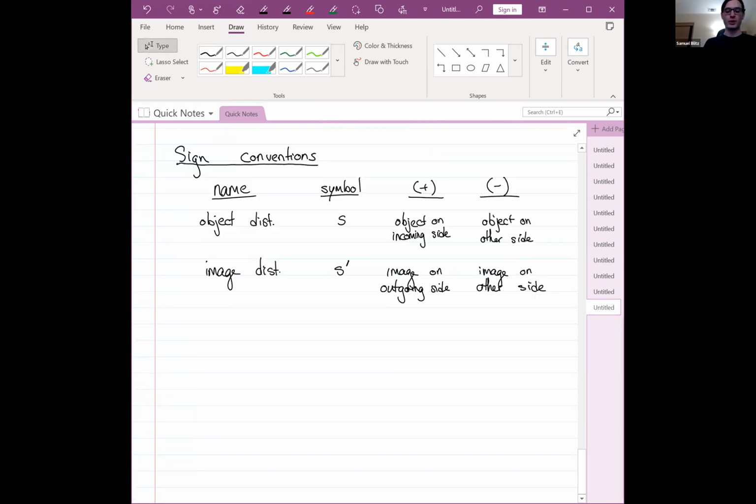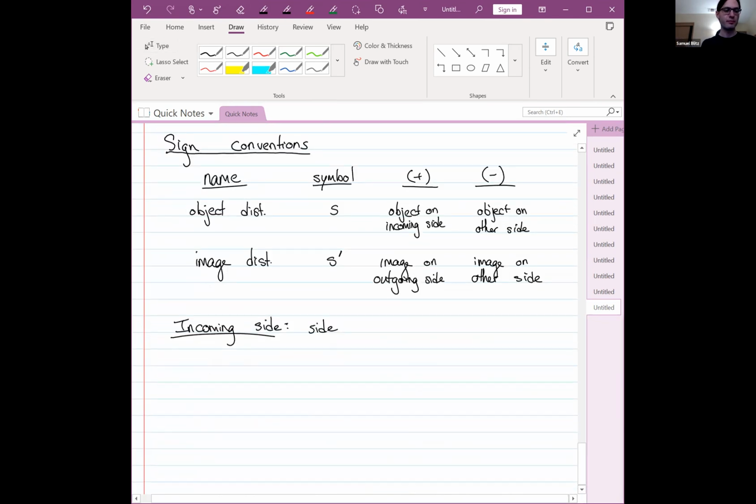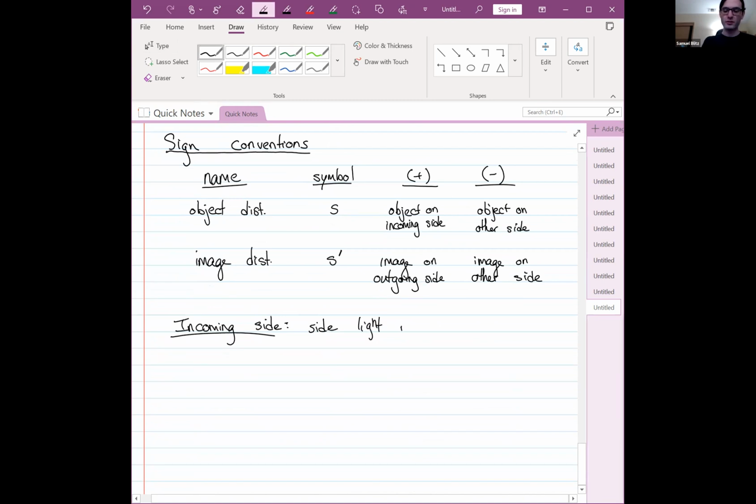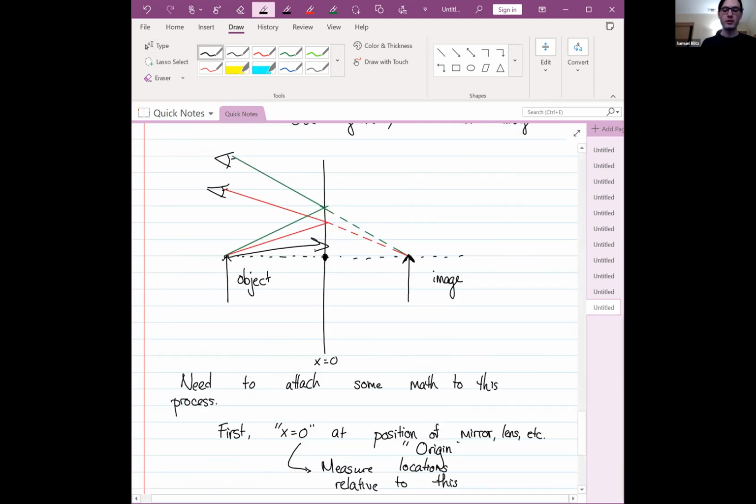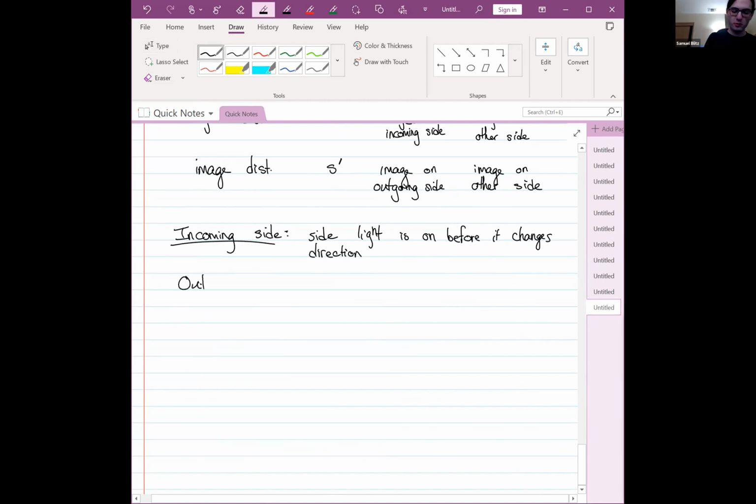Let me explain what incoming and outgoing sides are. By the way, those are the first two variables that we're going to introduce, and we will continue adding to this table as time goes on. The incoming side is the side that light is on, the side of the optical device, the left or the right in this example, before it changes direction. Another way to view this is the side that the light is on when the rays are pointing towards the origin. So when the rays are going this way, that's the incoming side. Alternatively, the outgoing side is the side light is on after it changes direction.